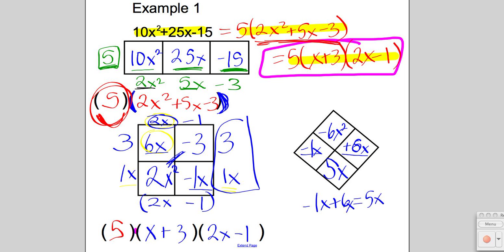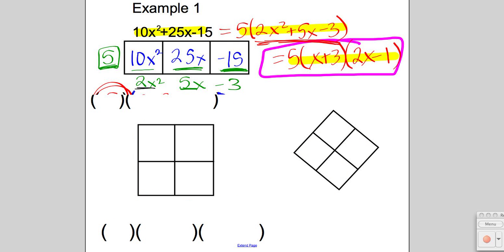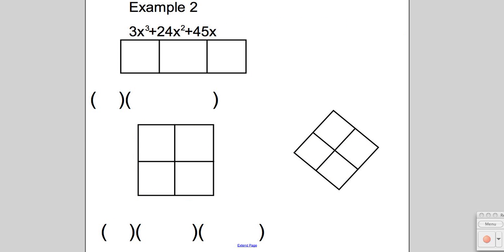Because there are three things being multiplied, and the inside of the parentheses are as simple as possible. So factoring completely really just involves one additional step at the beginning. So let's talk about another problem where this first step is a little bit different, but still we're going to find one number to take out of everything.